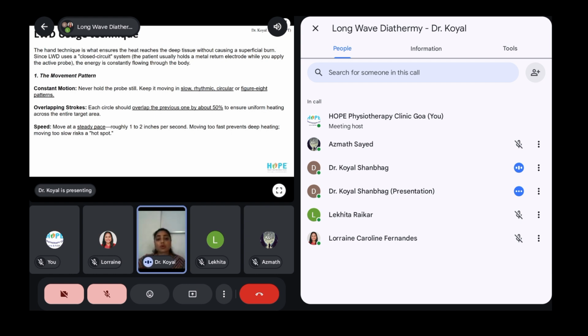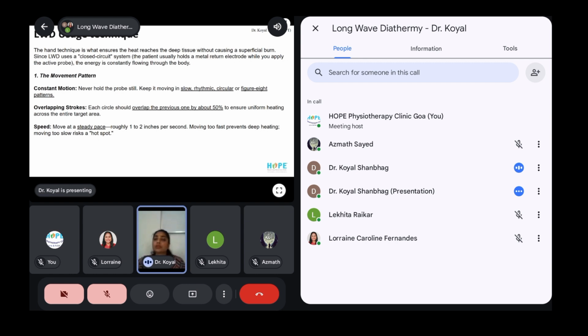Then we have to constantly keep the probe in motion. This is a major thing that has to be done, because even if we keep it slightly static, there are chances of feeling too much heat and eventually a burn. We are always supposed to move it in a slow, rhythmic, circular figure-of-8 pattern. We can even do it in a longitudinal or vertical manner on the scale.